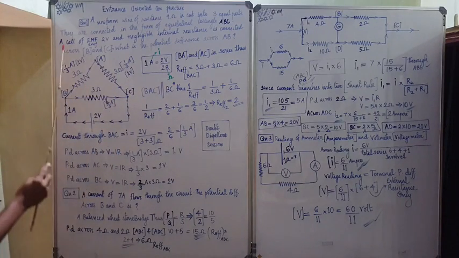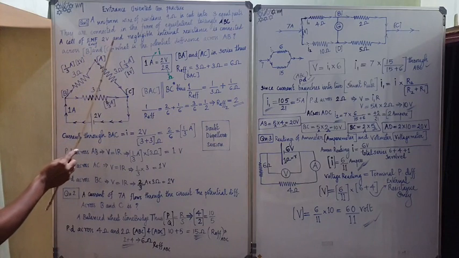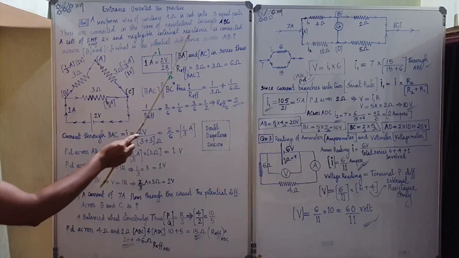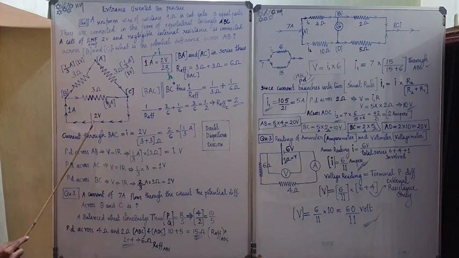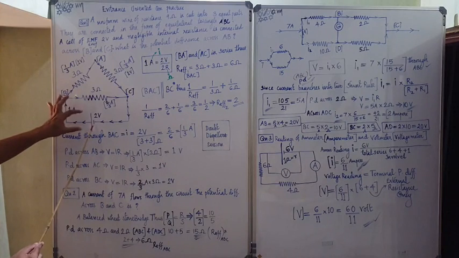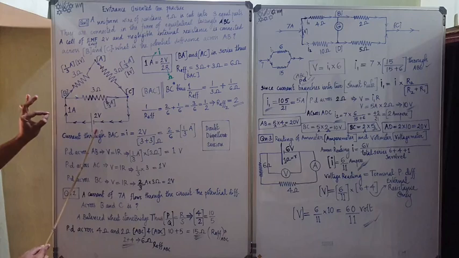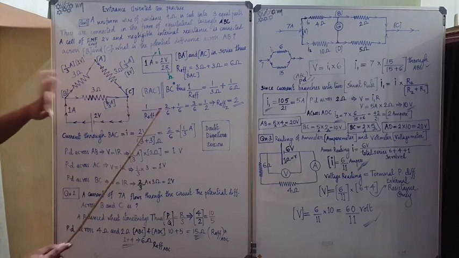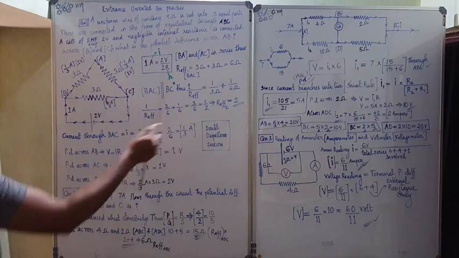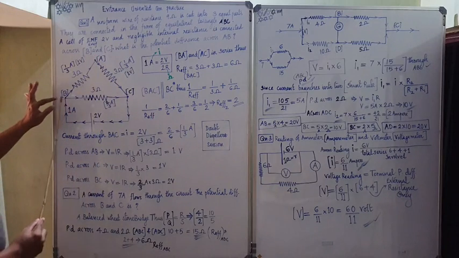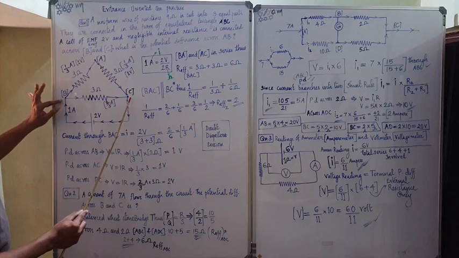And a cell of EMF 2 volt and negligible internal resistance. Okay, that cell is mentioned, a 2-volt cell. Negligible internal resistance means there is a small r. If you look at your book, revise that. A cell or battery having an internal resistance small r is not to be taken into account because it is negligible. It is connected across B and C. So this cell is connected across B and C.